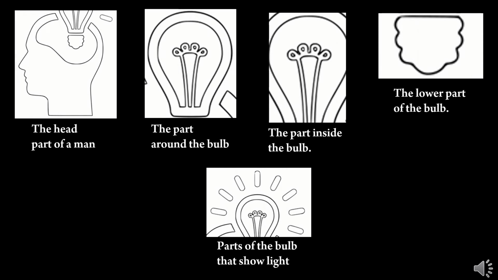The head part of a man. The part around the bulb. The part inside the bulb. The lower part of the bulb. Parts of the bulb that show light. Next I will play a part of the video. There is a way to color the duplicate. I have speeded up the video as time goes on.